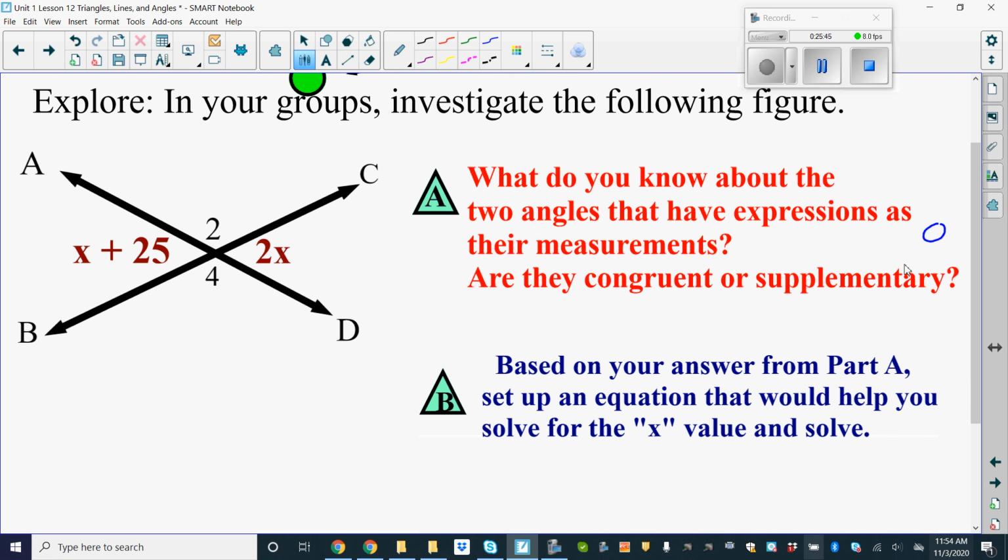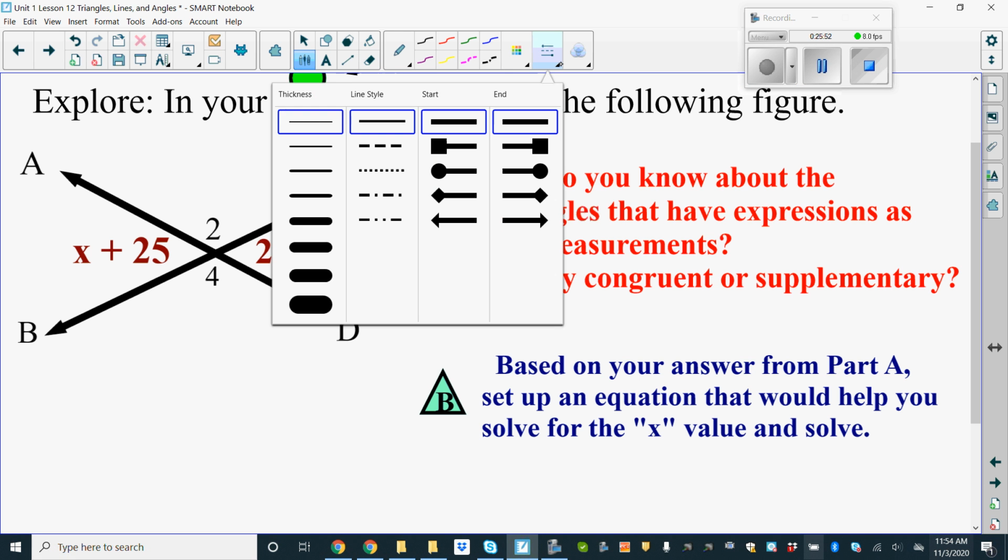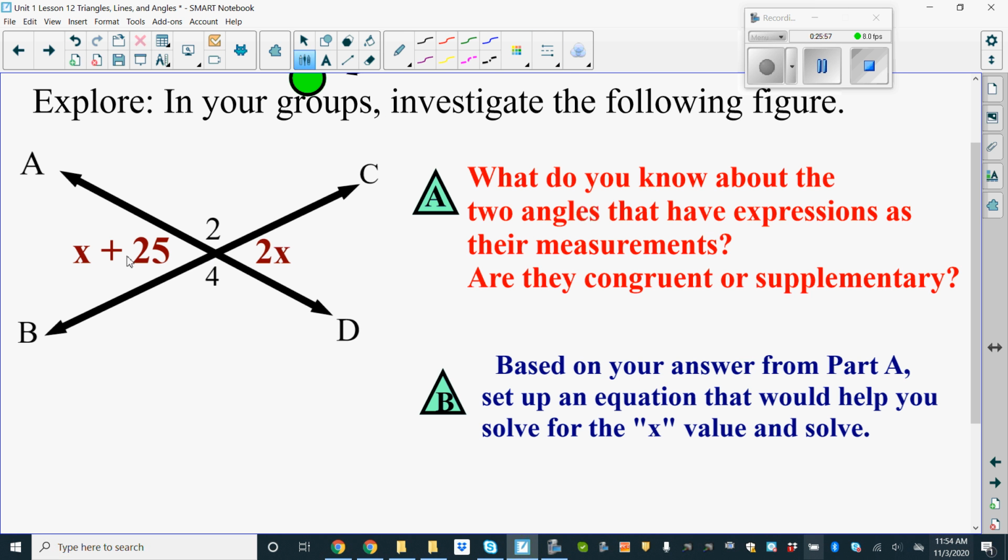Okay, so we have another image here of intersecting lines cut by a transversal. We have to start by determining how we will set up these equations. Are these two angles given by the expressions either going to be vertical and equal to each other, or supplementary? We know that these are vertical angles. They're congruent. So therefore we will set them equal to each other, one expression equals the other expression.